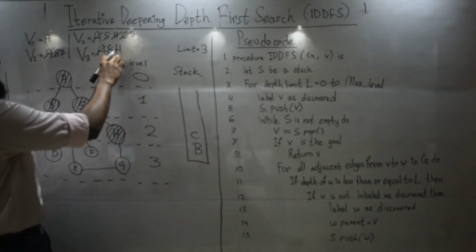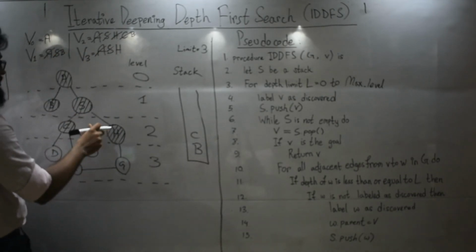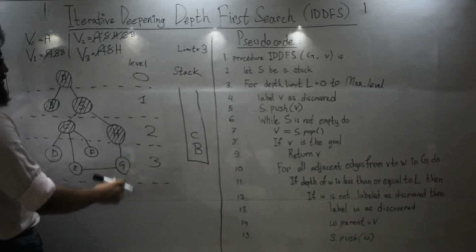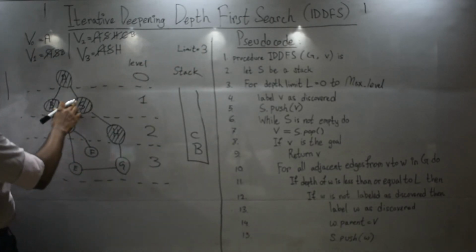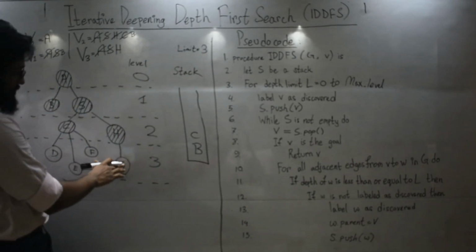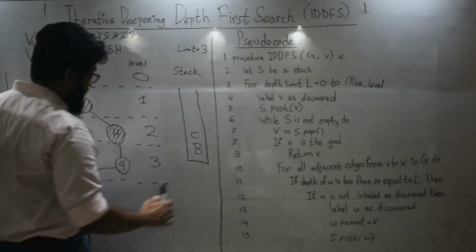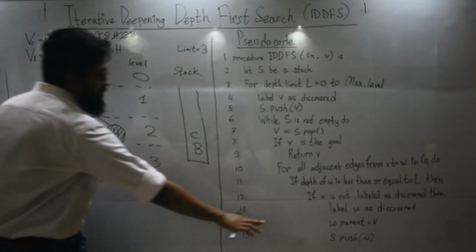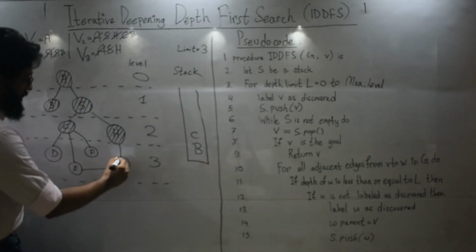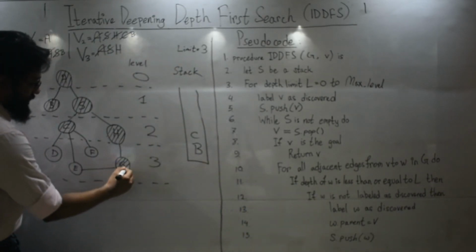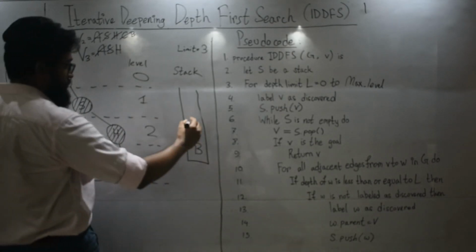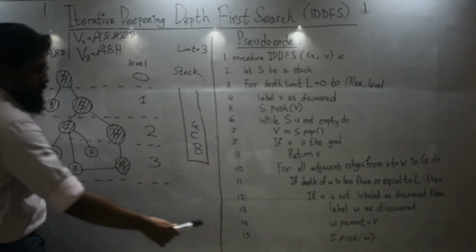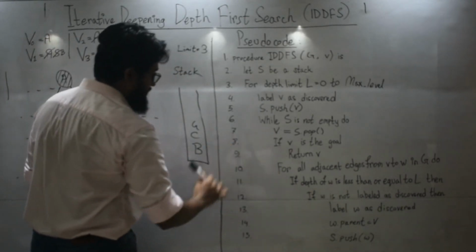Now for the neighbors of H. The neighbors of H are S and G. Both of them are within my limit. This has already been visited. So let's try for this. Is it within my limit? Yes. Has it been visited? No. So let's label G and push. We have pushed G. Now we will again come back to line number 7.